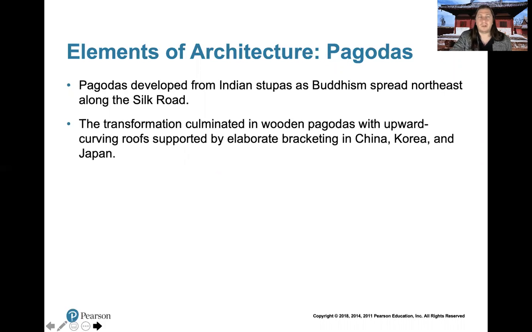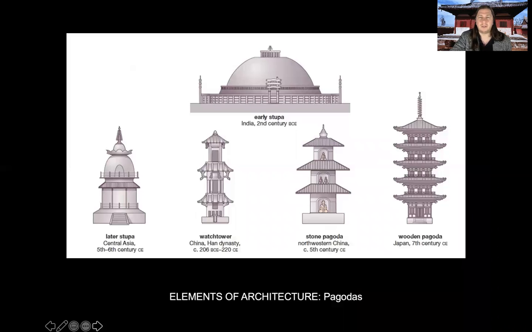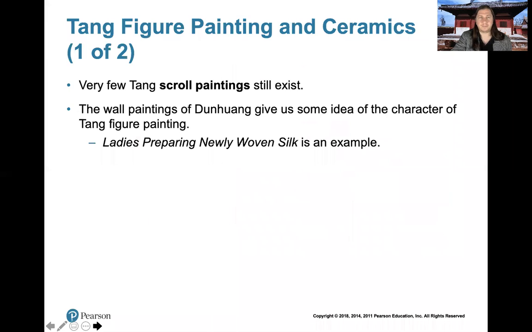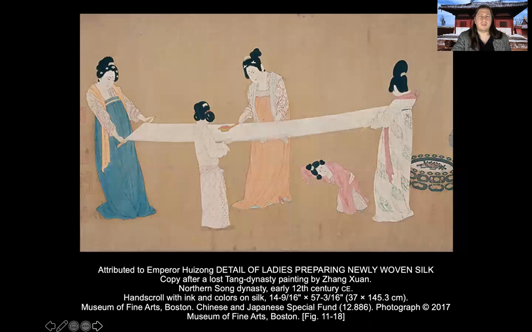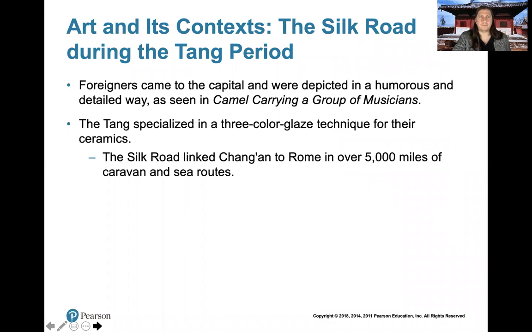So pagodas, like I said, are a combination of a Han Watchtower and an Indian stupa. You can sort of see the evolution and combination of the two forms in this diagram. There's not a lot of Tang scroll paintings that survive. This is actually a copy of one, but it shows women preparing silk. So it's kind of interesting in that way.